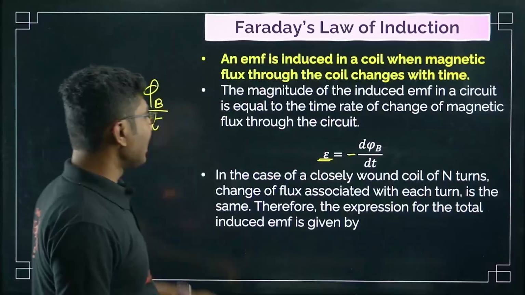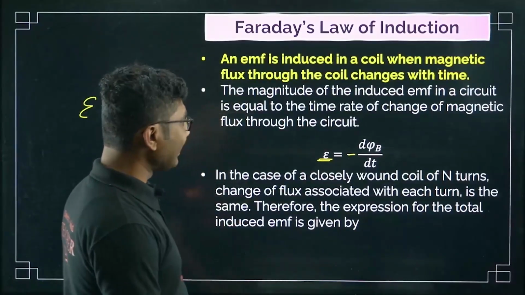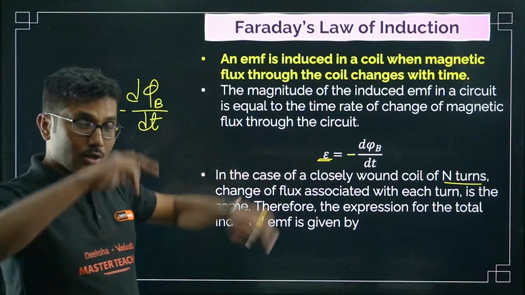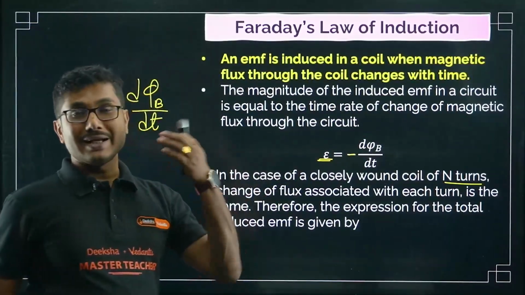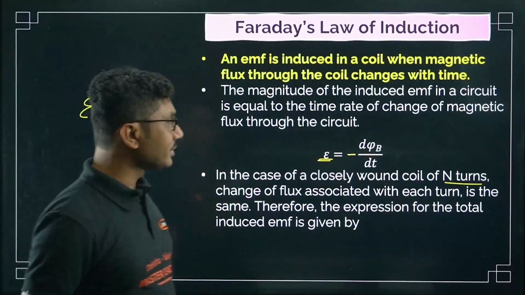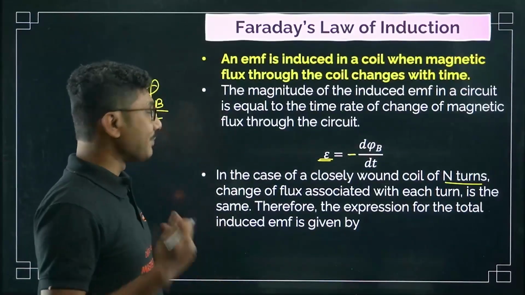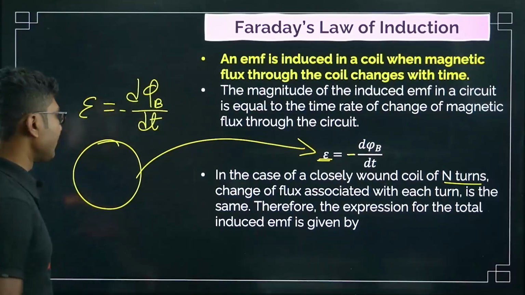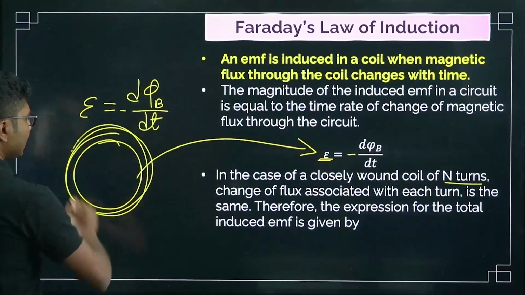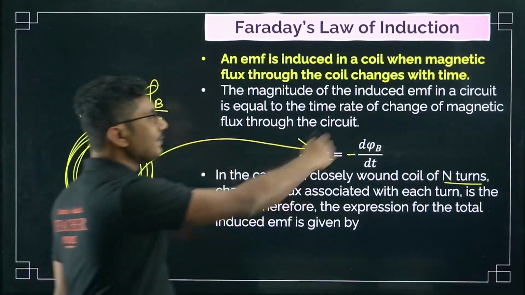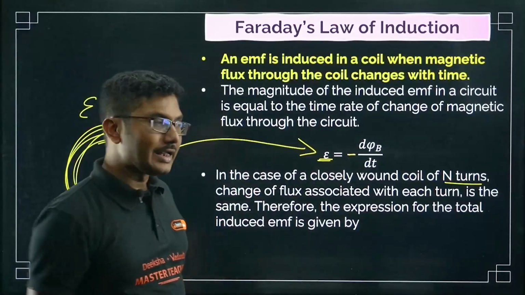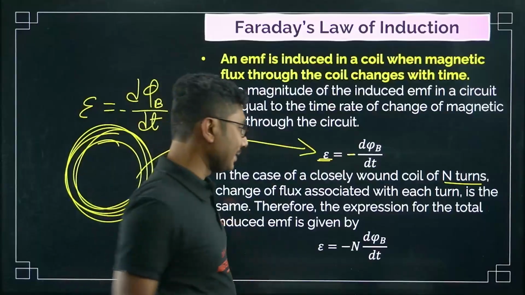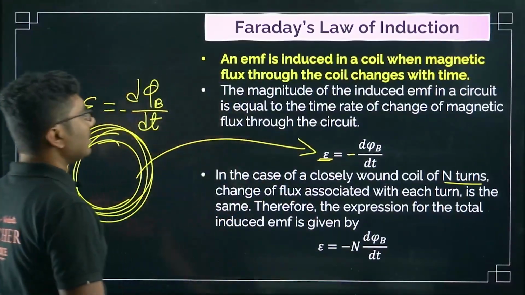Now the case of a closely wound coil of N turns, capital N number of turns. So this is for one coil, one loop basically, and if there is a coil having N number of turns, then the change of flux associated with each turn is the same. So for one loop it is d phi by dt. Now if you have N number of turns, for each turn it is d phi by dt. So what is the total EMF induced? Total EMF induced is given by N d phi by dt. Again, the negative sign we will explain in the next part.